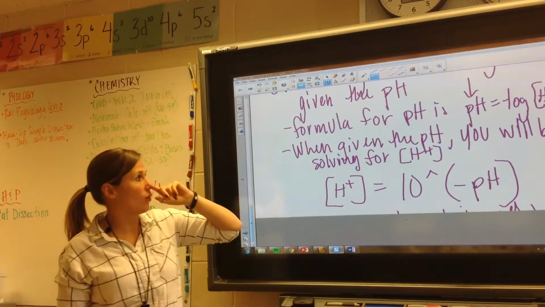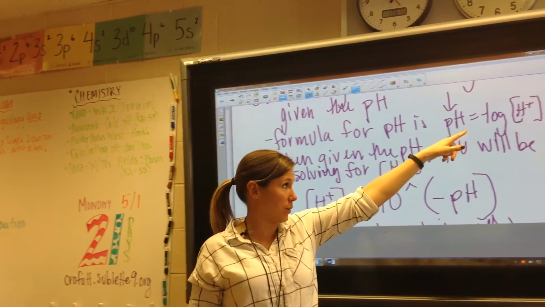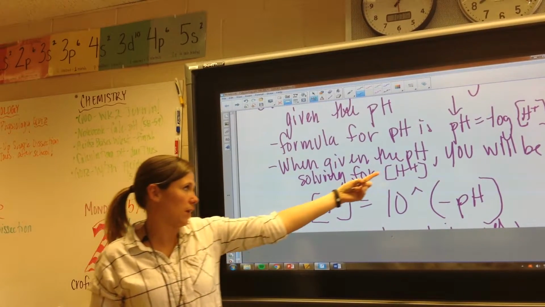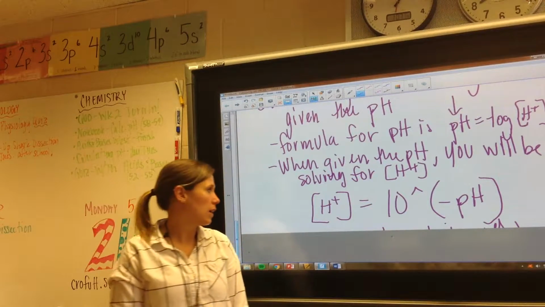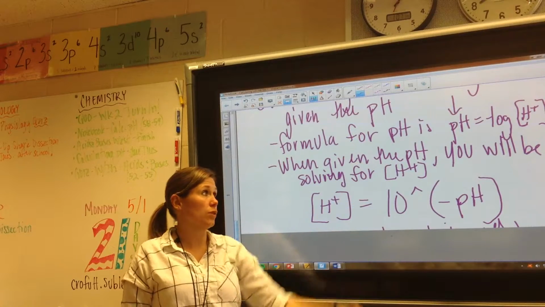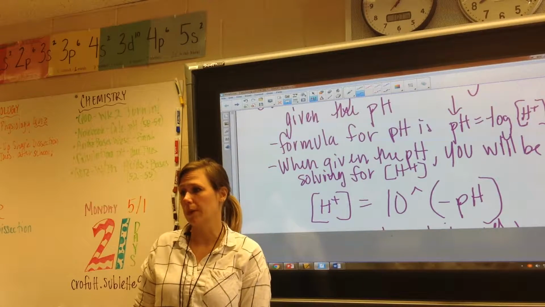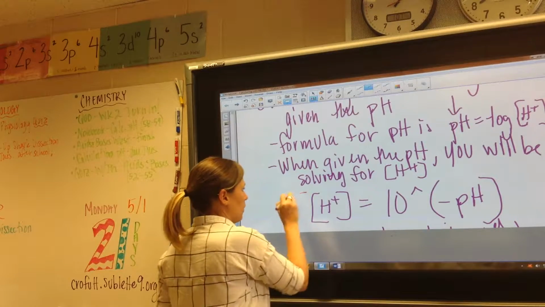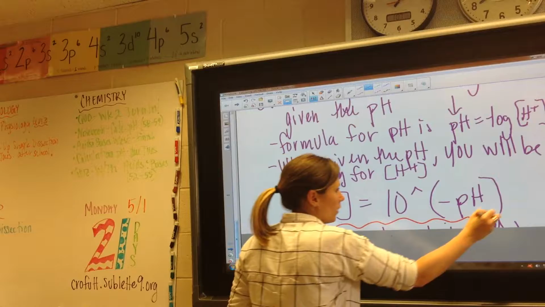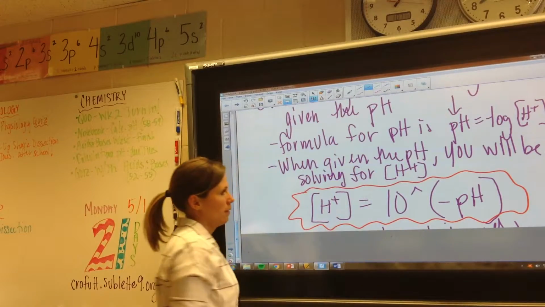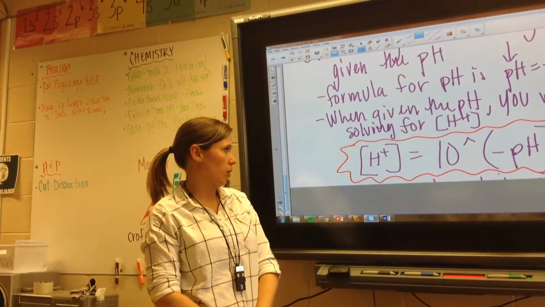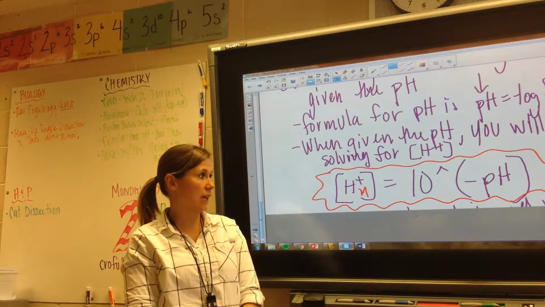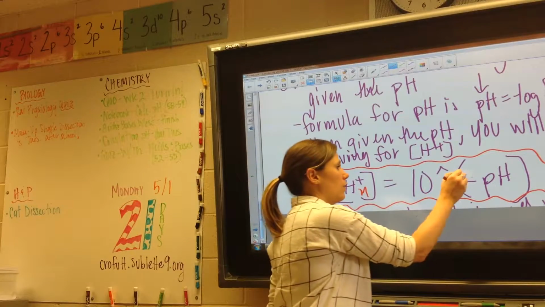Write this other stuff down. The formula for pH, as you remember, is pH is equal to negative log of H plus concentration. When given the pH, you will be solving for the H plus, so we arrange it so it looks like this. You can write this down if you want to. It's pretty much the same thing we've been talking about, but the main thing you're getting out of this is how we rearrange to solve for the other given. So your H plus concentration in molarity is equal to 10 to the negative pH value. Again, don't forget that negative.